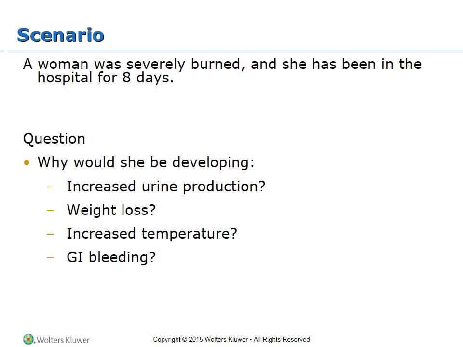So now we have a woman who was severely burned, and she has been in the hospital for 8 days. I want you guys to look into these questions. Why would she be developing an increased urine production? Why would she be having some weight loss, increased temperature, and also GI bleeding? There's a few paragraphs on page 1170 for you to look through to find those answers. So I want you to take the time and look those up.